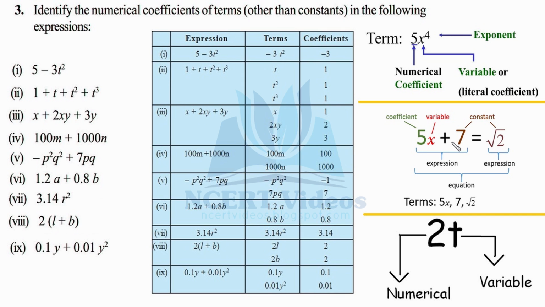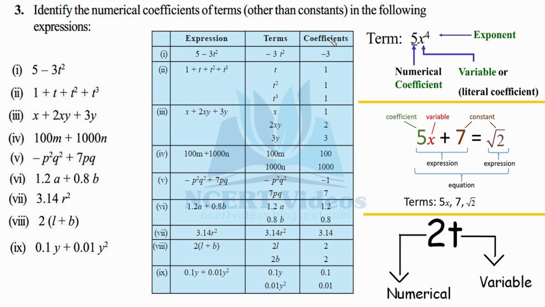And in this, we have three terms, 5x, 7, and under root 2. About under roots, we will study in later chapters. And here as well, this is numerical and this is variable. This is basic. Now let's start the question.